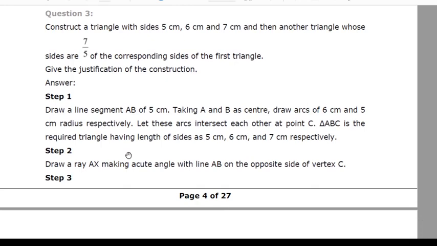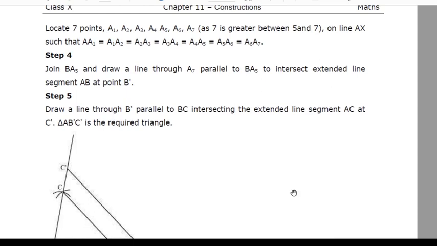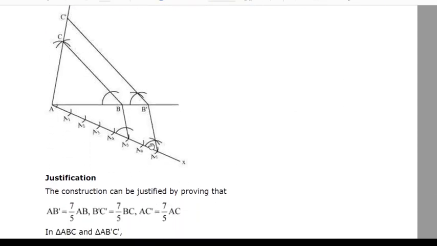Next, construct a triangle similar to the given triangle with the ratio 7:5. This is a very simple problem. Just draw a bigger triangle. The original triangle is the smaller one, and the required triangle is the bigger triangle here. So I can do this problem very easily. See how you can do it. Just draw a triangle. This is your original triangle.